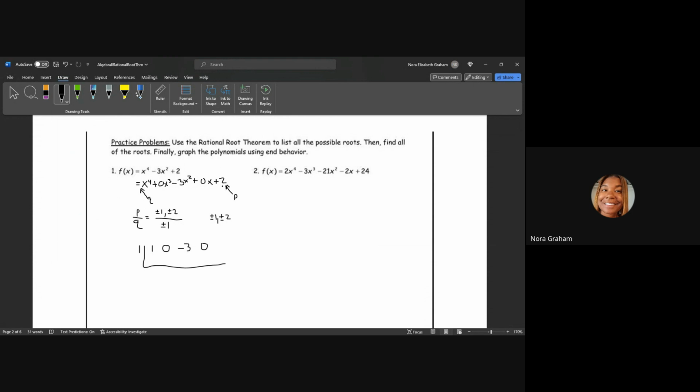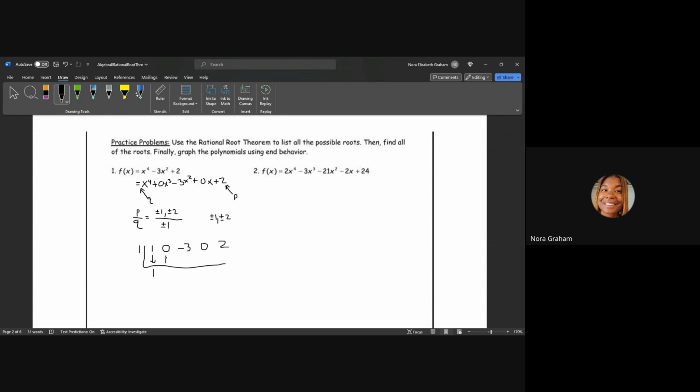All right. And then I just have 2 as my constant. All right. First step I'm going to do is drop down my first number. That's just going to be 1. So I want to multiply my coefficient times the root that I'm assuming is a root. Okay. So 1 times 1, that's going to give me 1. I put it right here.